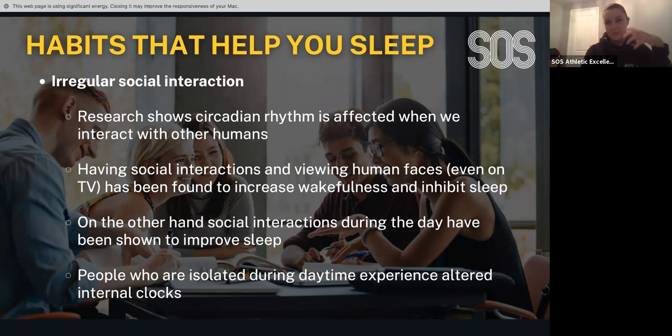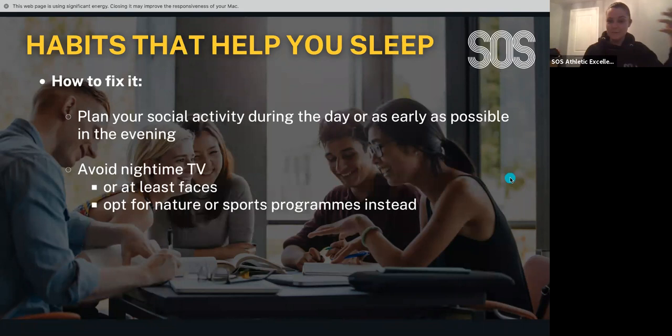So try and watch how your evenings are in terms of social interactions. And like I say, it doesn't have to be with other humans. The TV screen does count as well. Carrying on to the next slide, in terms of fixedness, try and schedule your social activities and encounters, whatever you want to call them, earlier in the day, and avoid nighttime TV as well.